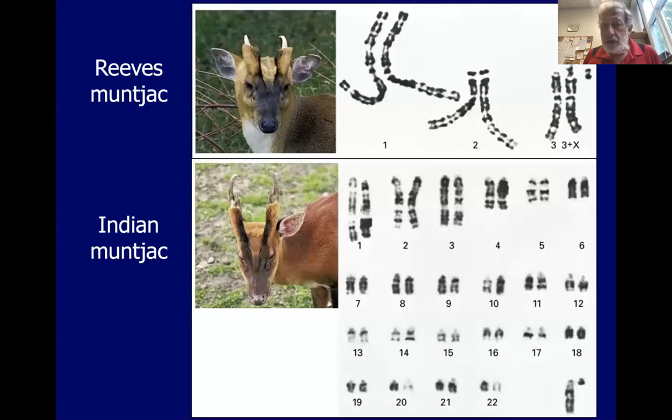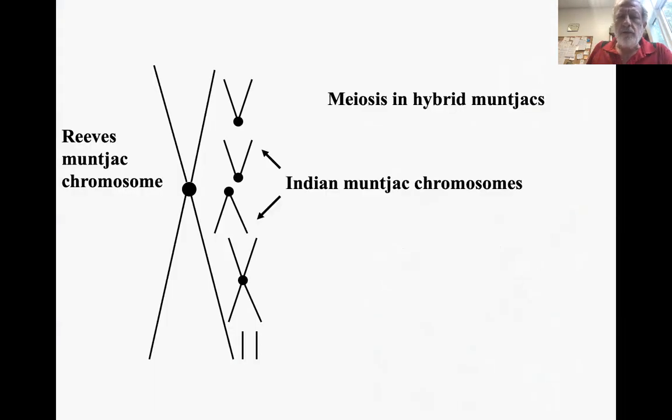So here are the two species with their karyotypes, showing you the Indian Muntjac male there and Reeves Muntjac above it with those big chromosomes. And so in meiosis in a hybrid, then one Reeves Muntjac chromosome can synapse with up to 5 Indian Muntjac chromosomes.